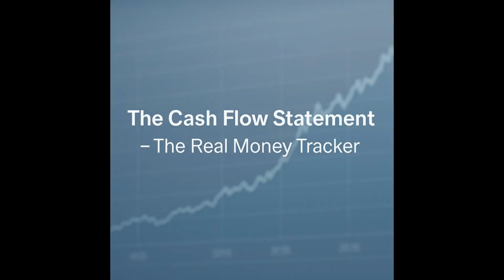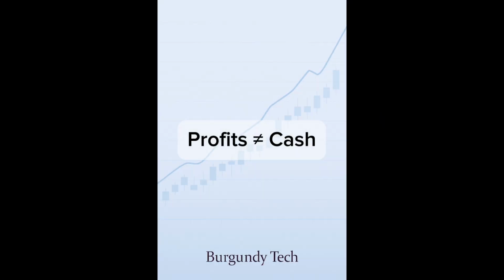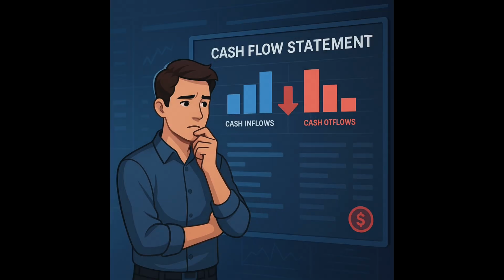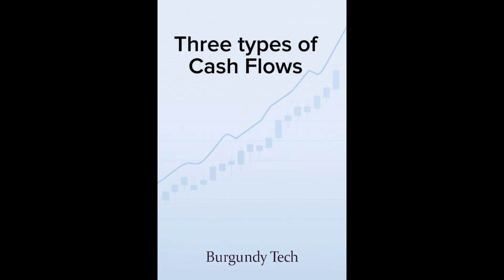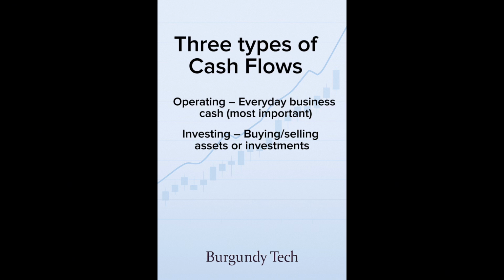The next statement, the cash flow statement, the real money tracker. Here's the twist most beginners miss. Profit does not equal cash. A company can show profits on paper and still be bleeding cash. This statement tells you what's actually flowing in and out of the business. There are 3 types of cash flows that you need to keep an eye on. Operating, everyday business cash, most important. Investing, buying or selling assets or investments. Financing, loans, share issuance, dividend payments.